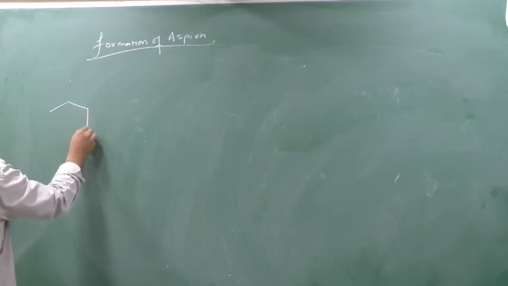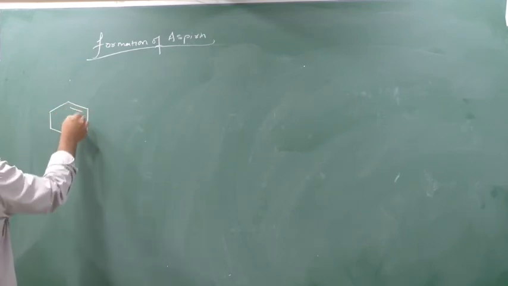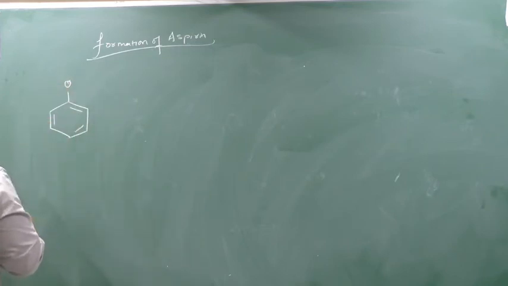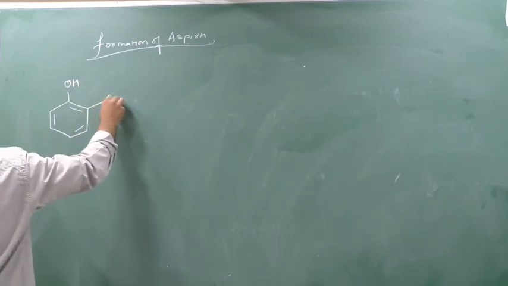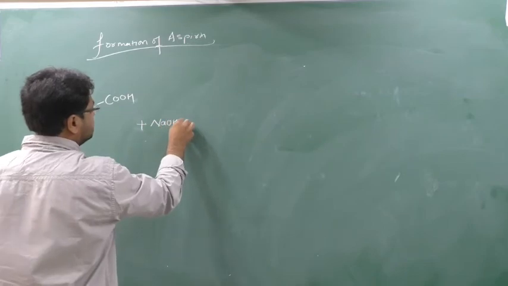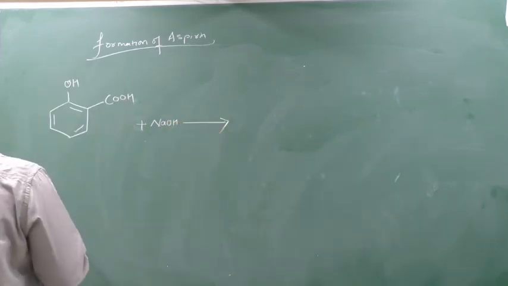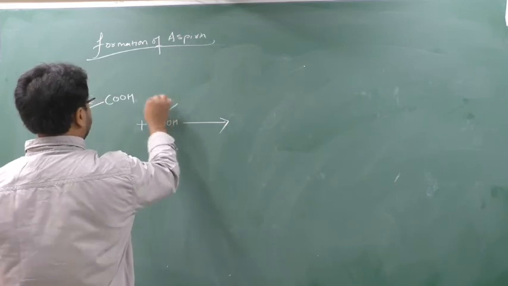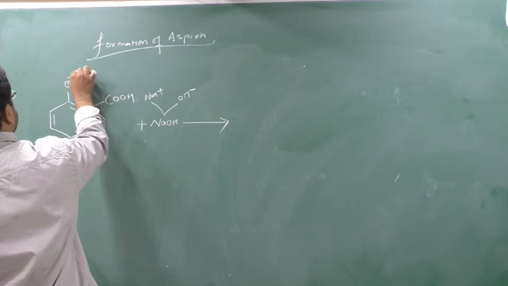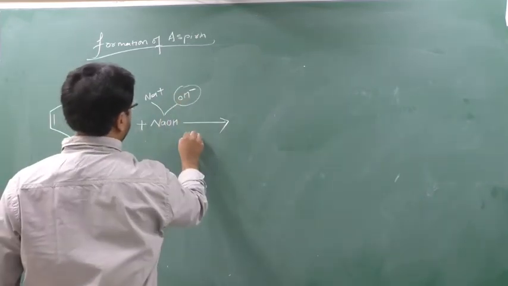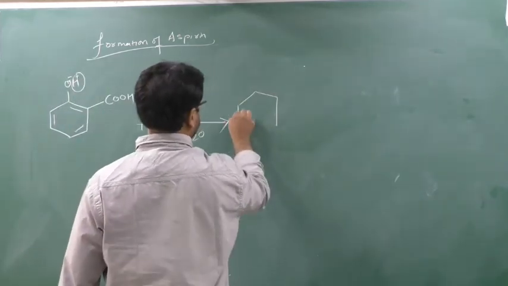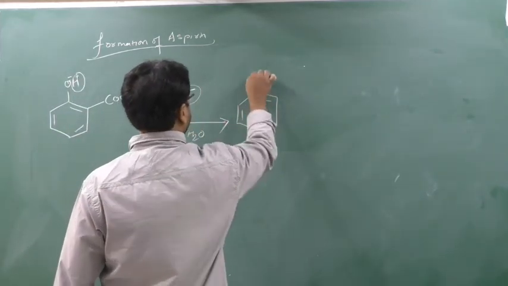See this. Aspirin is formed from salicylic acid. So this is nothing but your salicylic acid. First you make it react with NaOH. When you do the reaction with NaOH, what will form here? Na plus and OH minus will form. This H plus and OH minus will form H2O, and this O minus will react with Na plus. So the phenoxide ion will be generated: ONa.